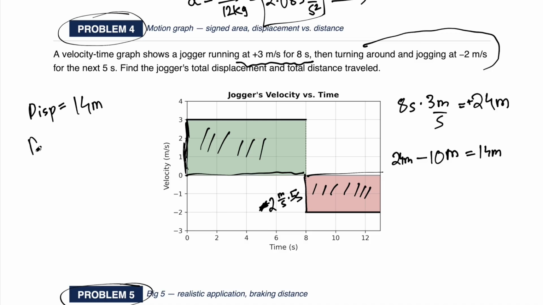Distance is just the absolute value of both. So the absolute value of 24 meters, because the distance is just the total amount you travel. It doesn't care where you end up, just how much you traveled. Plus the absolute value of -10 meters is just 34 meters for distance. Okay? Next question.